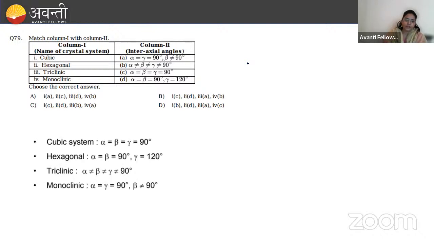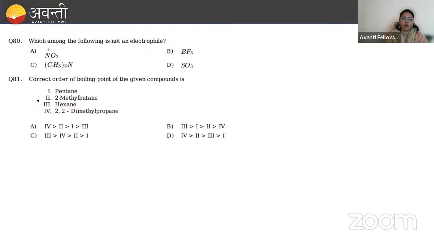So for cubic system all are equal to 90 degree. Okay, all are equal to 90 degree. For hexagonal, 2 are 90 and third one is 120. For triclinic, all are not equal, and for monoclinic, 2 are equal and 1 is not equal to 90 degree. So here our option is the sixth option. Any doubt? Okay, next question. Which among the following is not an electrophile? So we have talked about this. कौन सा electrophile नहीं है यहाँ पे? Yes, बताइए.